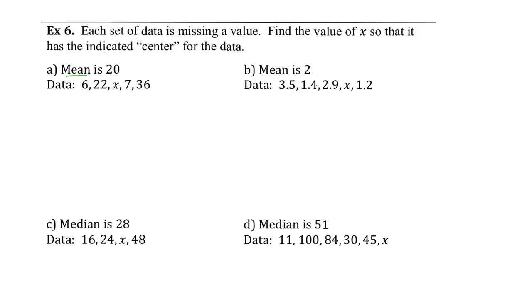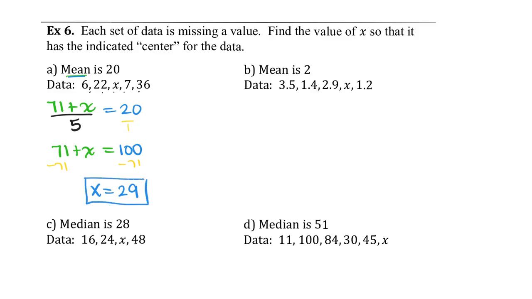So if I do 71 plus X and then divide it by, how many numbers are there? 1, 2, 3, 4, 5 numbers. The answer should be 20. Let's cross multiply. So 71 plus X equals 20 times 5, which is 100. If I minus 71, I get X is 29. Does that seem reasonable? It means 20. 29 seems like a reasonable data set value.